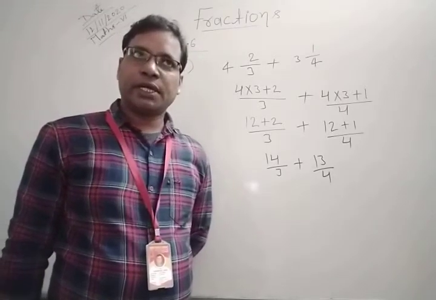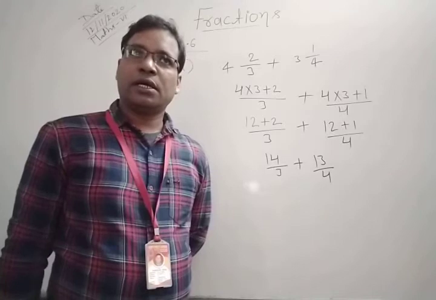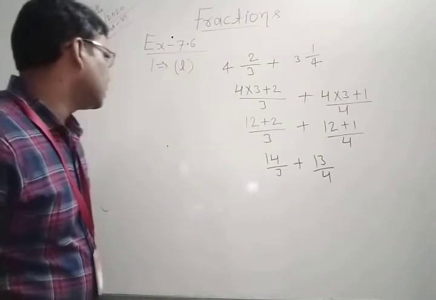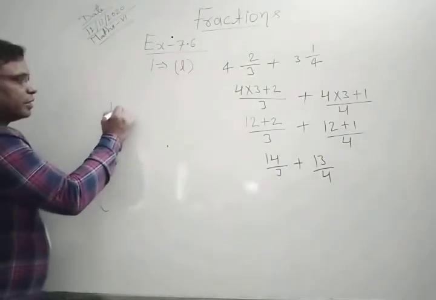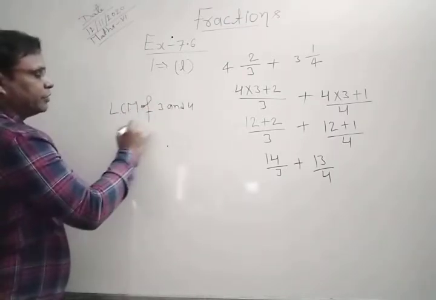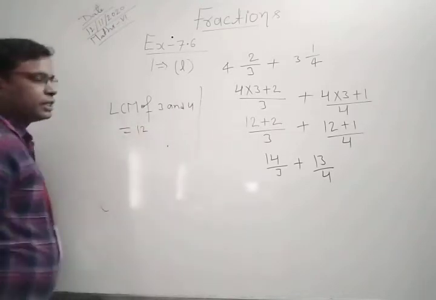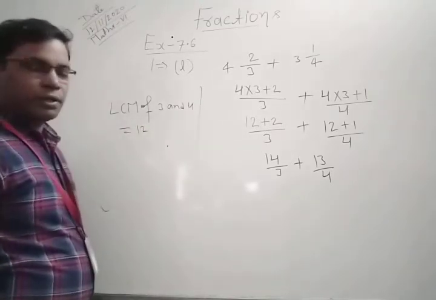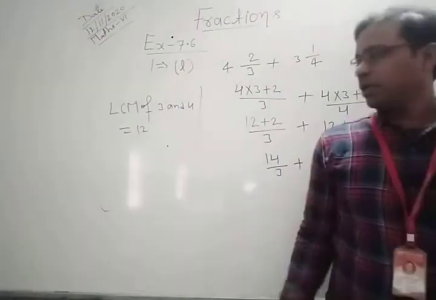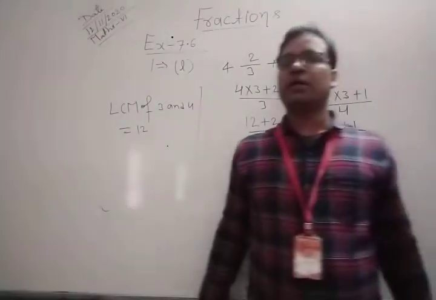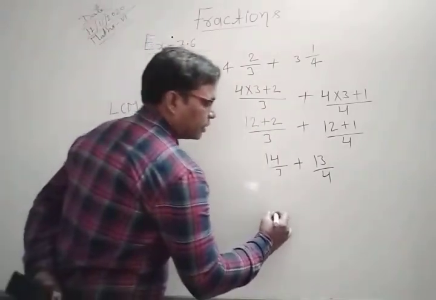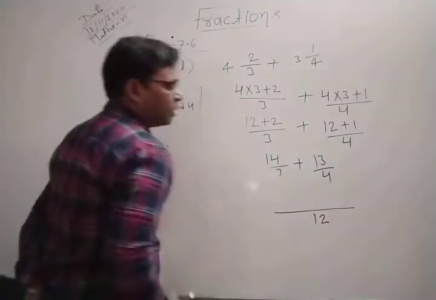So the denominators of the fractions are different, so they are not like fractions, they are unlike fractions. So in this case we take the LCM of 3 and 4. The LCM of 3 and 4 is equal to 12. How can we take the LCM? Because you can see here 3 is a prime number and 4 is a composite number. So the LCM of 3 and 4 is 12.